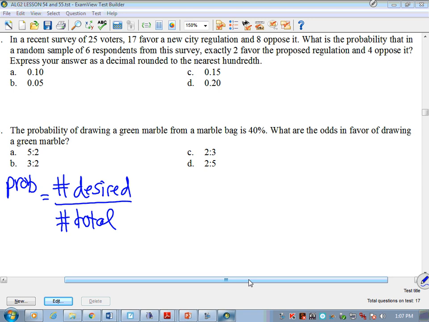Okay? Now, we also have something else that we work with, which is something called odds, right?